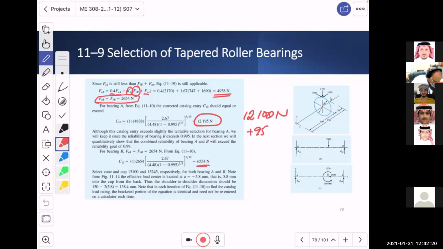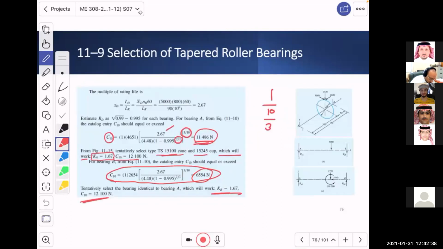And of course, for the other bearing, you will get a different load. No, it should be the same. Nothing changed. This is 6,554. And if you look here, this is 6,554. I mean, nothing changed.